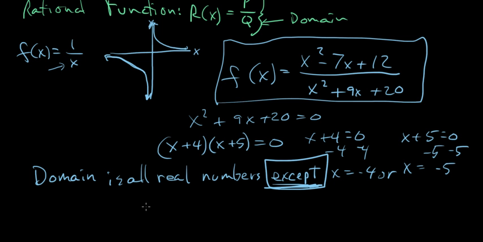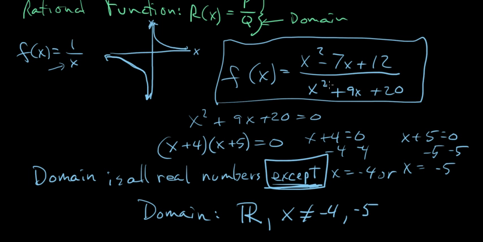We also might say the domain is all real numbers. This is a symbol for all real numbers. X does not equal negative 4, negative 5. That's an abbreviated way of writing that. It'd be faster and easier to write it that way. The point is, you need to know that the domain is any real number except what makes the denominator into a 0. That's the most important thing to remember from this.